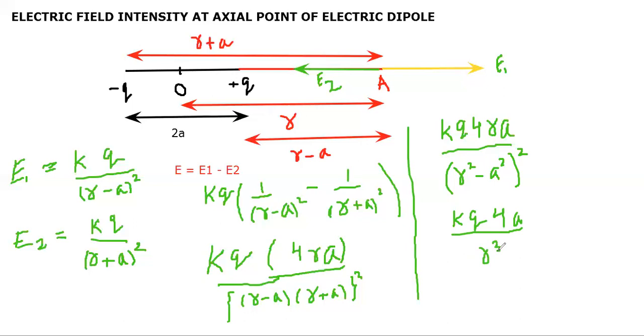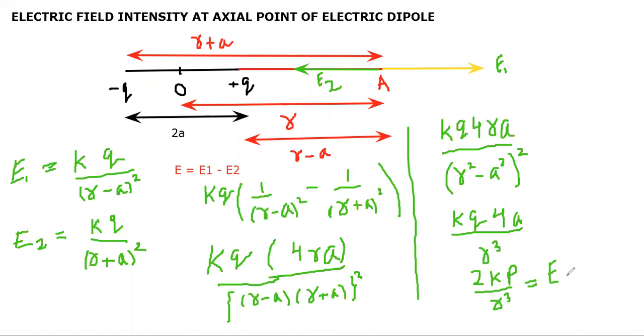Now see, the last topic was dipole moment, that was q into 2l. So here you can see that there is q, 4 can be written as 2 into 2, and q into 2a can be written as p. So this formula can be written as 2kp by r cube. This will be the formula of electric field intensity at axial point of electric dipole.